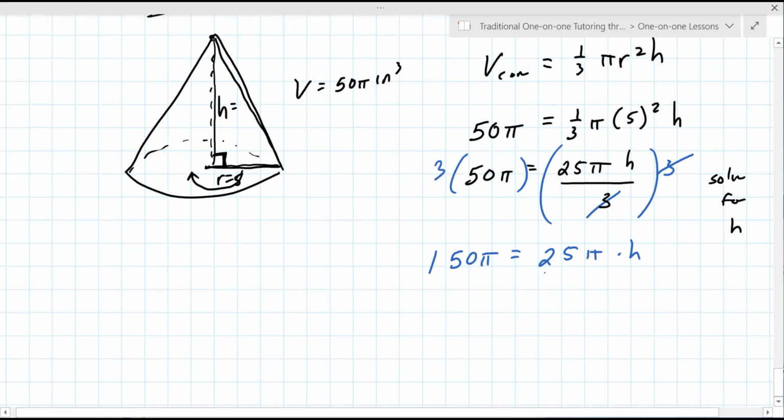And then you divide by 25 pi to undo multiplication by 25 pi. Now on the left, the pi's cancel. 150 over 25, you got to think of like quarters. How many quarters do I need for $1.50? Well, that's 6. And then you got to get your units here. It's 6 inches.